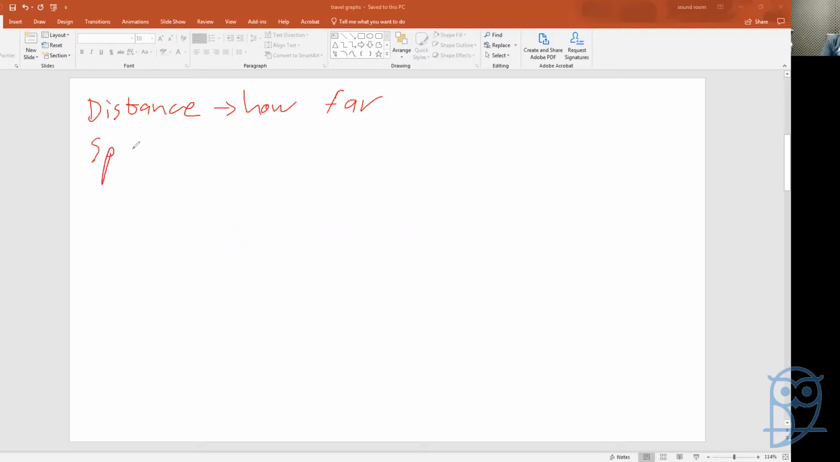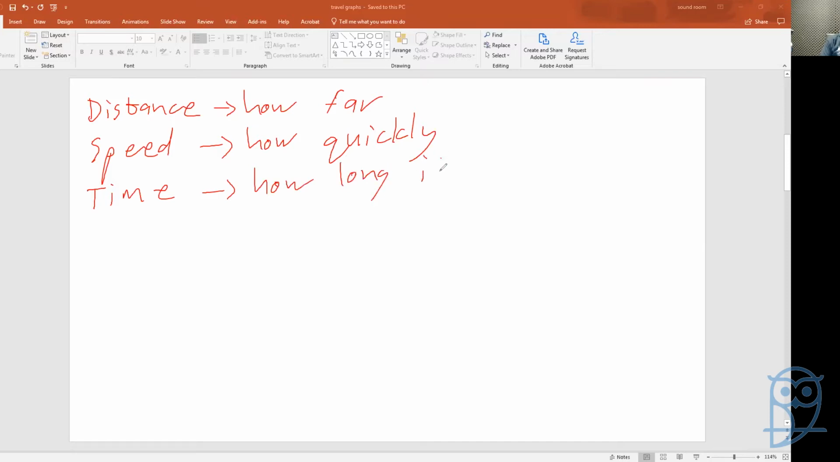After distance, we have speed, which is how quickly we are getting there. And then we have time, which is how long it is taking to get there. Now, we need to be able to relate how to get between them. In other words, if you're given two of them, how do you deal with them to get the third one?